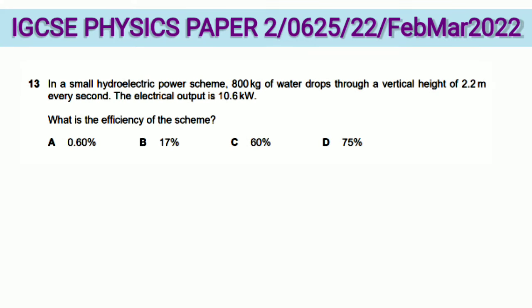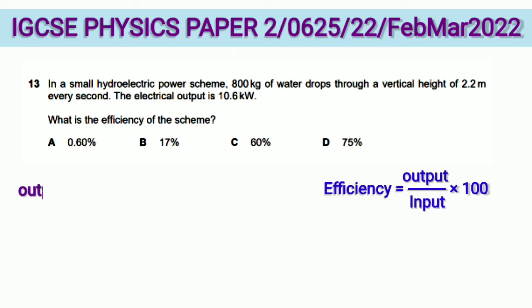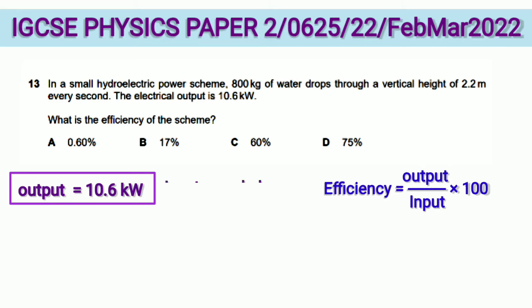Question 13. In a small hydroelectric power scheme, 800 kg of water drops through a vertical height of 2.2 meter every second. The electrical output is 10.6 kilowatt. What is the efficiency of the scheme? Formula to calculate efficiency is equal to output by input into 100, and output is given, that is 10.6 kilowatt. Input we have to calculate.